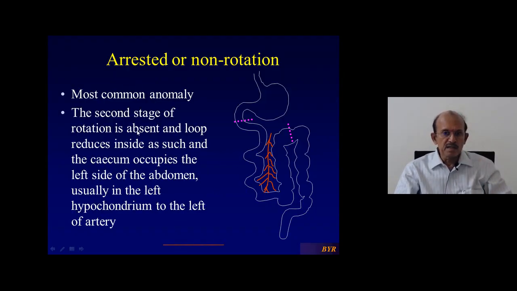So the second stage of rotation is absent, and the loop reduces inside as such. And the cecum occupies the left side of the abdomen. So the cecum is now on the left side, not on the right side of the abdomen. Usually in the left hypochondrium, to the left of the artery.